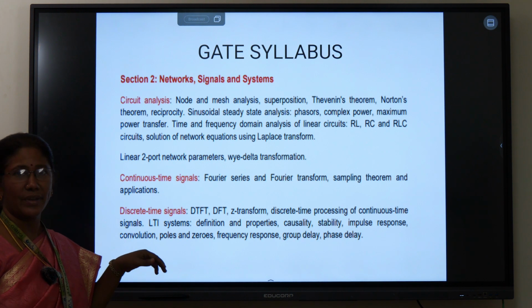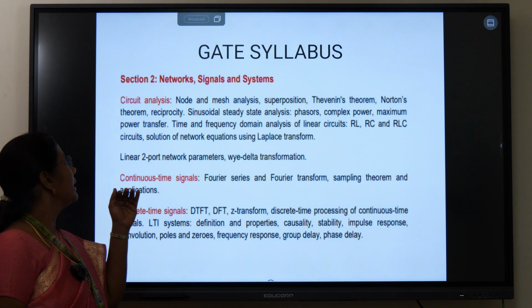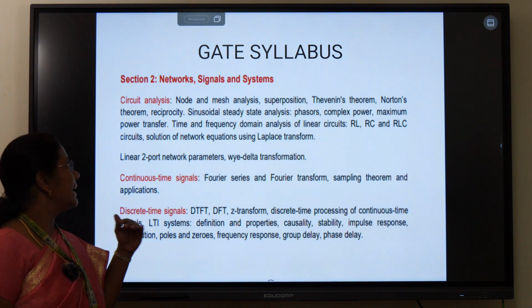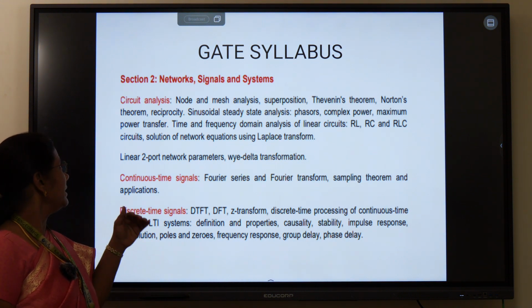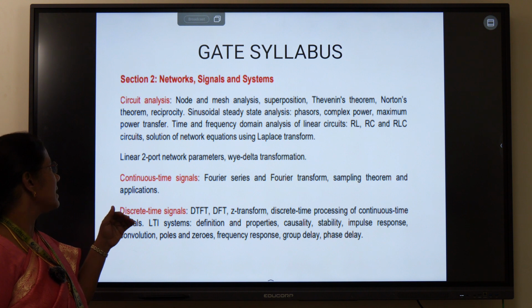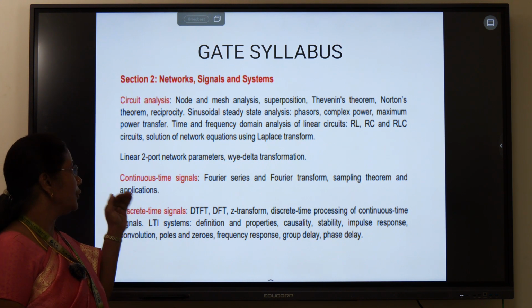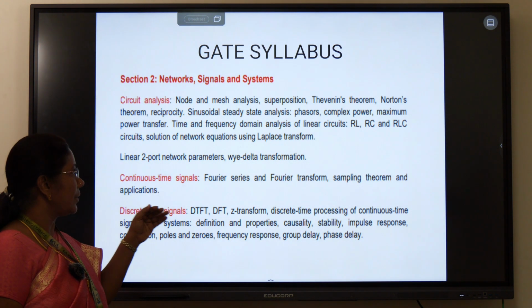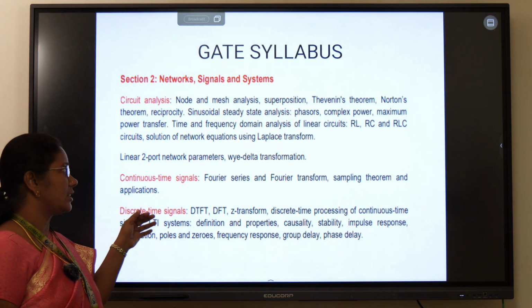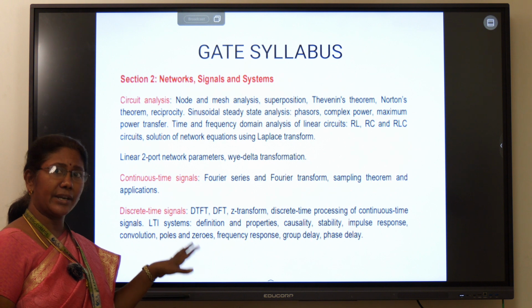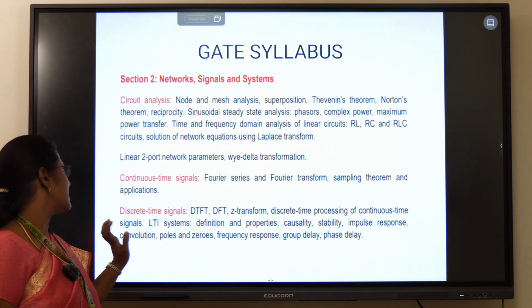So in this series we are going to discuss the GATE syllabus in Section 2, the networks, signals and systems. In network analysis, first we have the circuit analysis. In the circuit analysis we have node, mesh, then Thevenin's theorem, Norton's theorem, reciprocity theorem, all these things for the RL circuit, RLC circuit and the RC circuit.